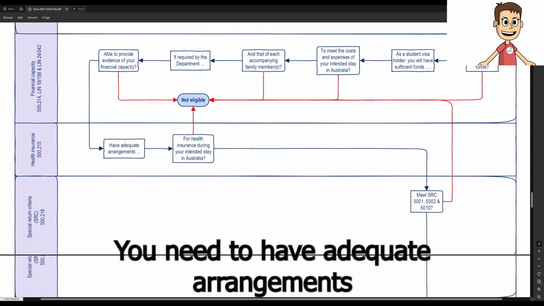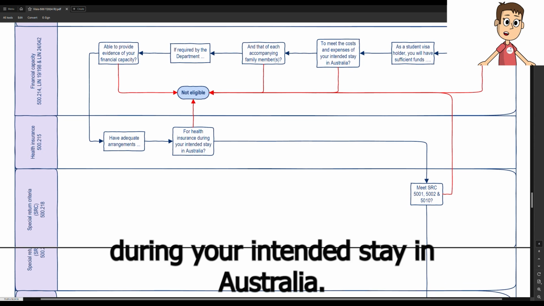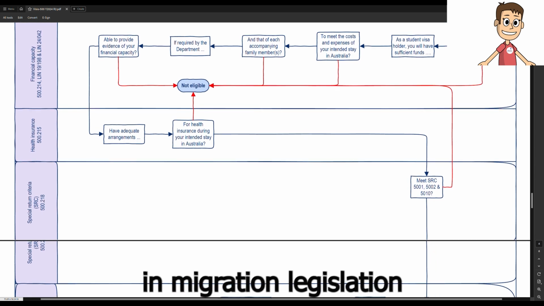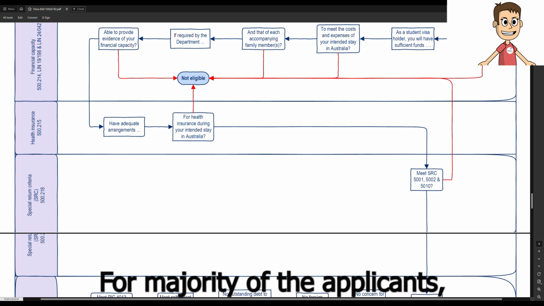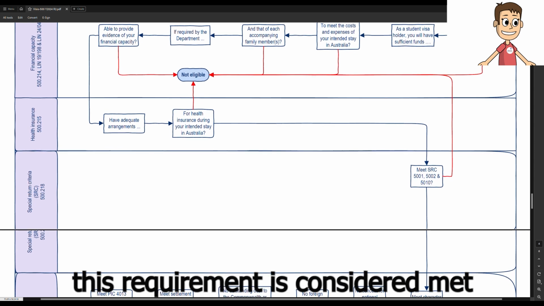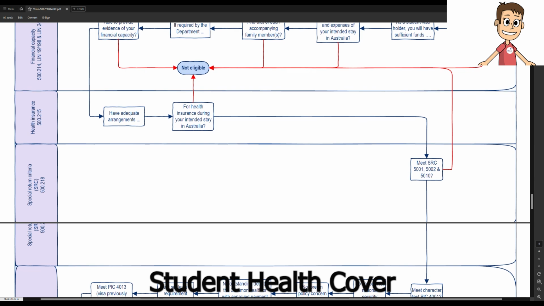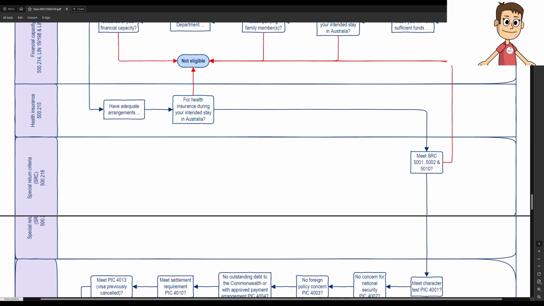You need to have adequate arrangements for health insurance during your intended stay in Australia. Adequate is not defined in migration legislation. For the majority of the applicants, this requirement is considered met if you provide evidence of payment of overseas student health cover for the proposed duration of your stay in Australia.